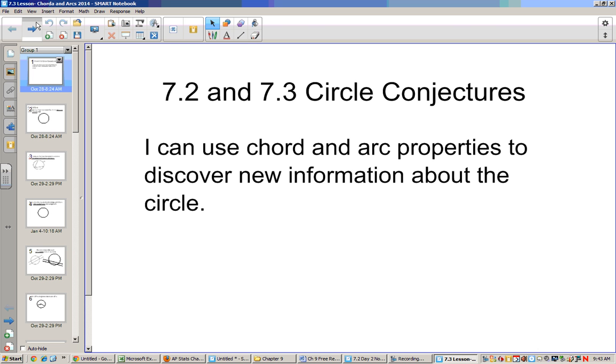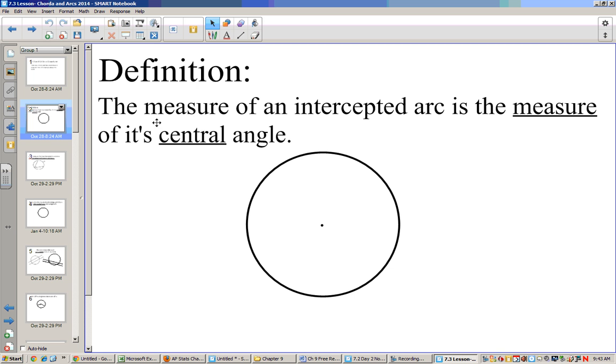All right. The first property we're going to look at says the measure of the intercepted arc is the measure of its central angle. So what this means is if I take a central angle and I say this is 35 degrees, let's say. If this arc in here is 35 degrees, this arc out here is going to be exactly 35 degrees also. Now remember, there's 360 degrees in the circle out here, and there's 360 degrees here, so hopefully that makes sense.